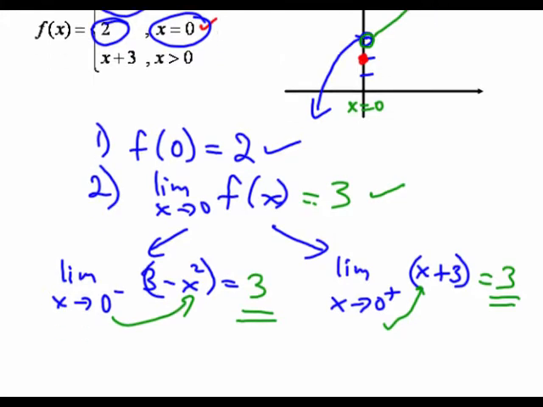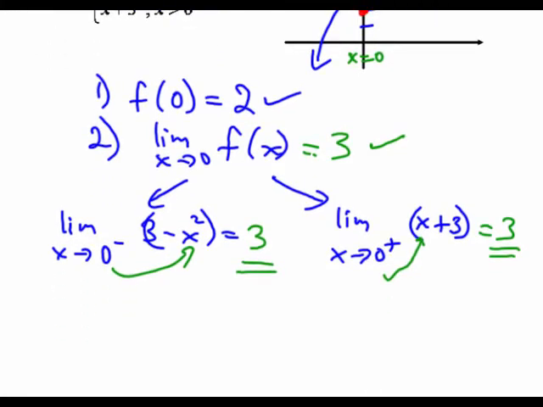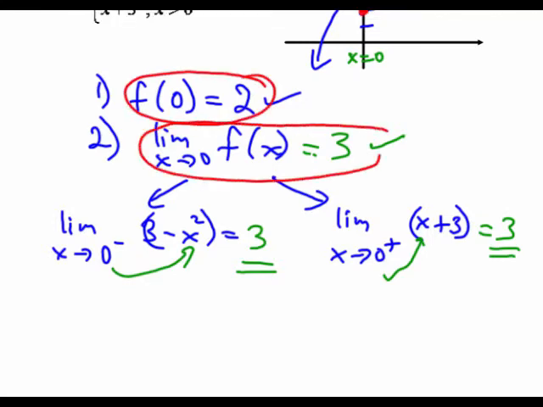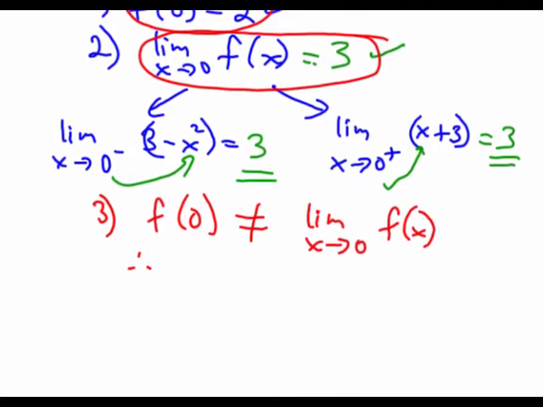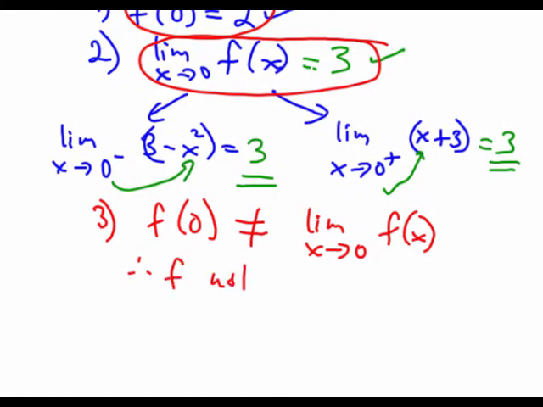Condition 3 is that f of 0 must equal the limit, and we can see that that is not the case. So for condition 3, f of 0 does not equal the limit as x approaches 0 of f of x. Therefore, our conclusion is that f is not continuous at x equals 0. As soon as we see that one of the conditions is not met, we can say that at that given point the function is not continuous.